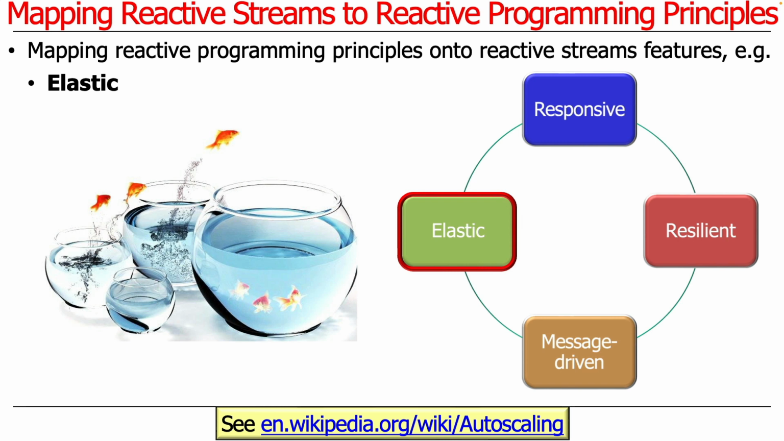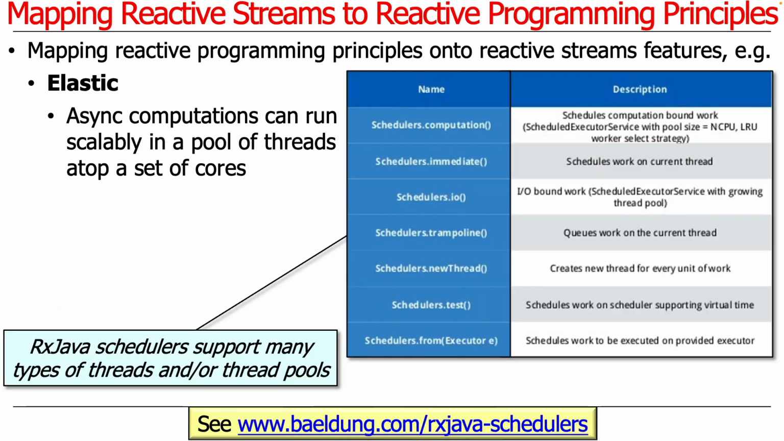The next principle, elastic or elasticity, which means we want to be able to auto-scale. As load grows, we want to be able to incorporate newer, more abundant resources, like getting more threads out of a set of cores or moving between computations in a cluster or whatnot. And the way this works, once again, is by using different kinds of schedulers. RxJava has a bunch of schedulers that can be used to indicate where you want your computations to run atop a set of cores.